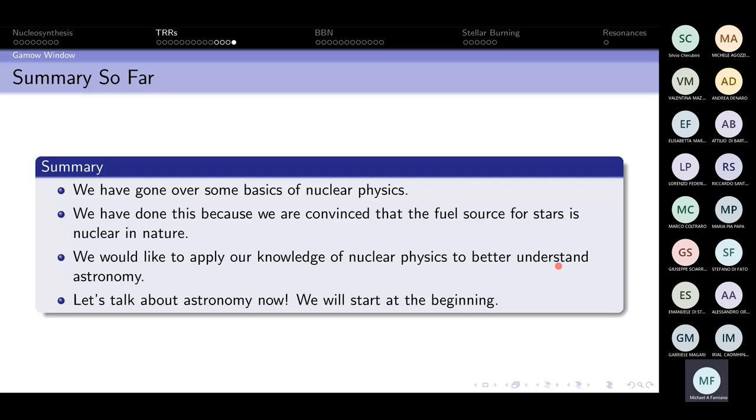We've learned the nuclear physics because we're convinced that we have to know nuclear physics to deal with stars and interstellar objects. Now we want to apply our knowledge of nuclear physics to some elements of astronomy, and especially what we call nucleosynthesis, how the elements are made. So we're going to start at the very beginning. We're going to start at the beginning of the universe, in fact. We'll start at the Big Bang. So a slight shift now in our thinking, a slight change in the lectures now.